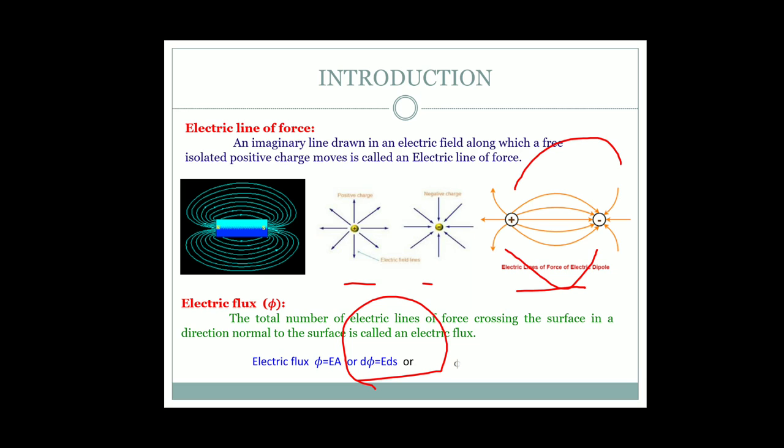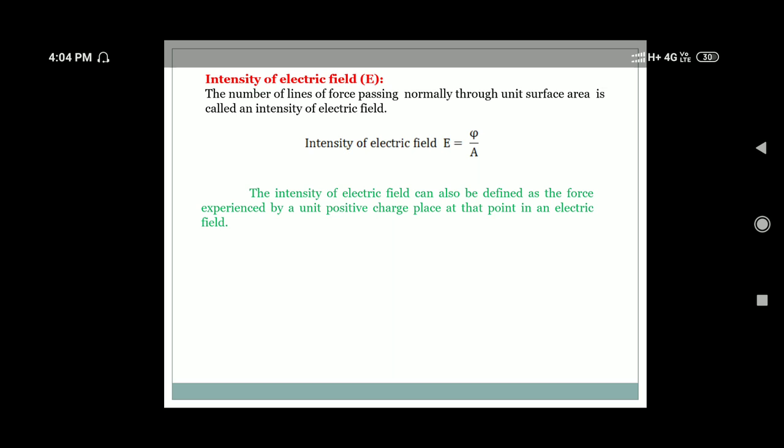If we require the total flux, that is, where d phi is equal to the very small number of lines of force passing normal to the surface area dS only, if we require the number of lines of force passing through the total surface area, we have to integrate this. So, the total electric flux phi can be written as phi is equal to integration E dS.